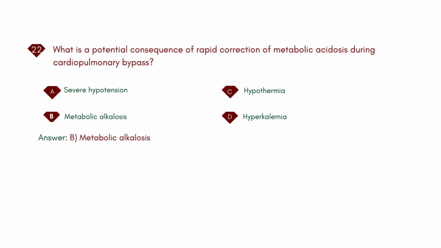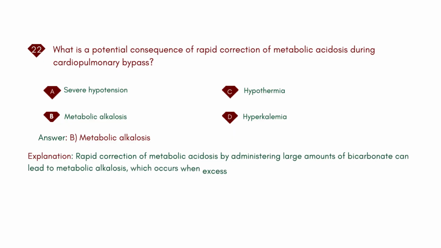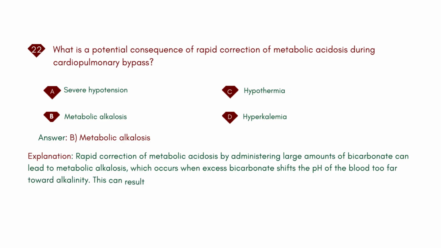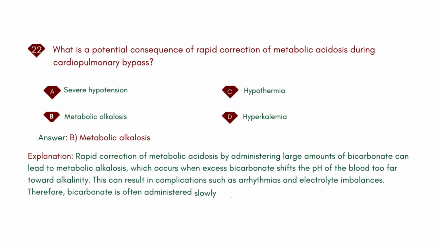Metabolic alkalosis. Explanation: rapid correction of metabolic acidosis by administering large amounts of bicarbonate can lead to metabolic alkalosis, which occurs when excess bicarbonate shifts the pH of the blood too far toward alkalinity. This can result in complications such as arrhythmias and electrolyte imbalances. Therefore, bicarbonate is often administered slowly and in controlled amounts.